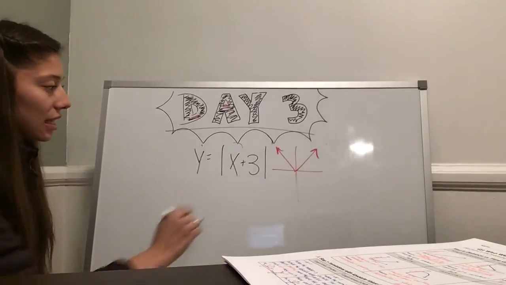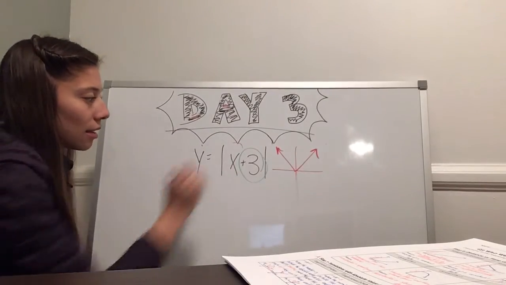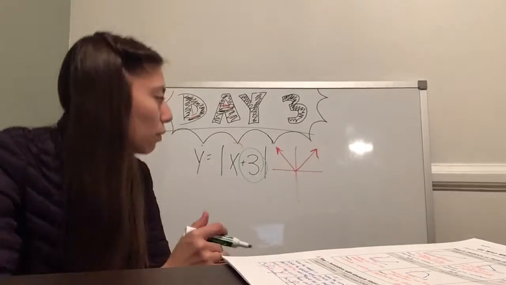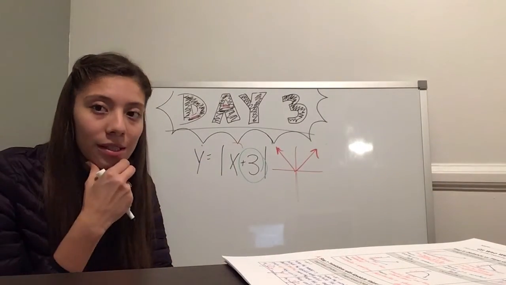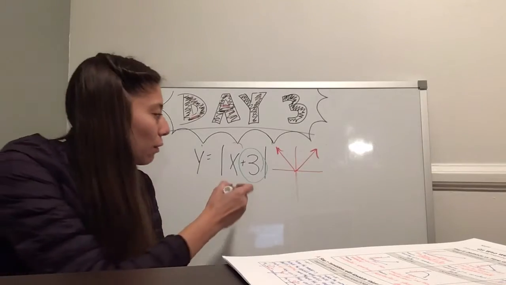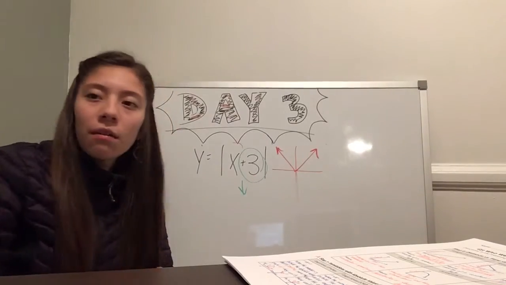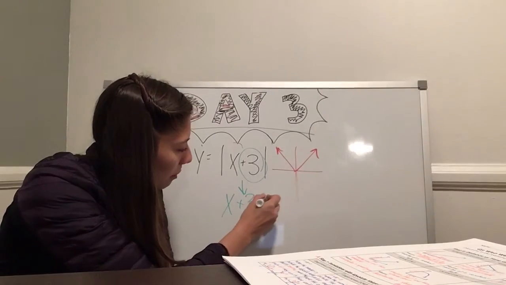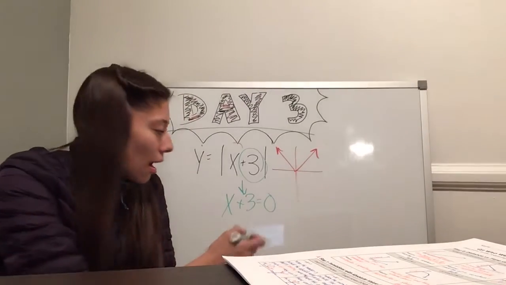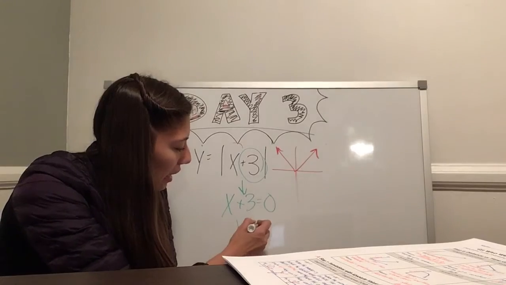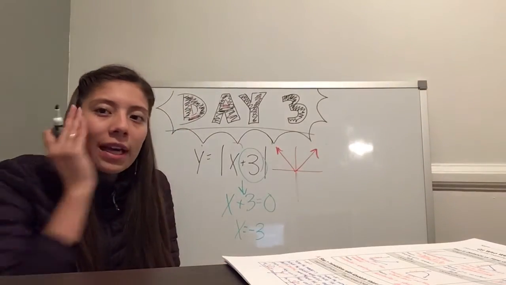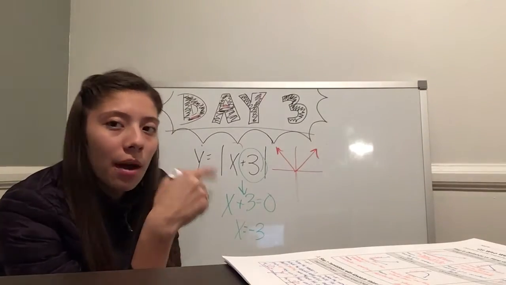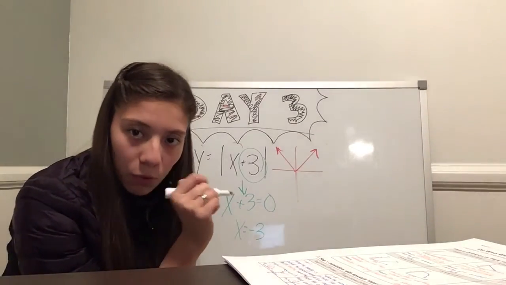But now this 3 inside, if it's positive, is telling us we're going to move it to the left 3 units. The reason why that happens is if we take x plus 3 out of the absolute value and make it equal to 0, our x would actually be negative 3. The way I like to think about this is I associate negative with left and positive with right, the same way when we moved it up and down.